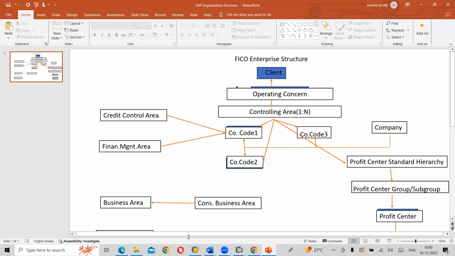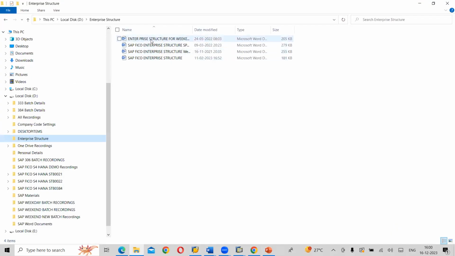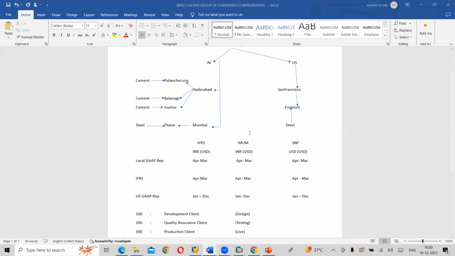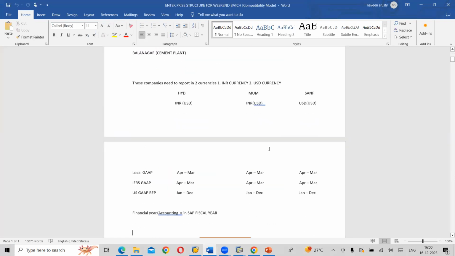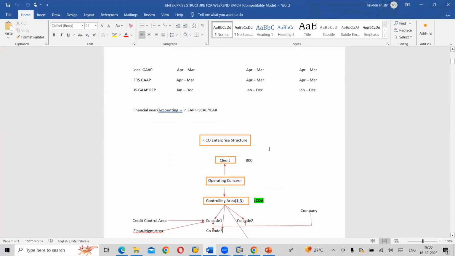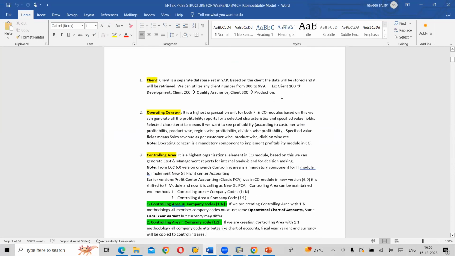Okay. It's clear. I have already prepared a note for this. I'll explain that also. The same thing I'll explain to each and every batch. We have already discussed production, client, and operating concern. Okay, write down controlling area. I'll share this documentation with you. Controlling area.